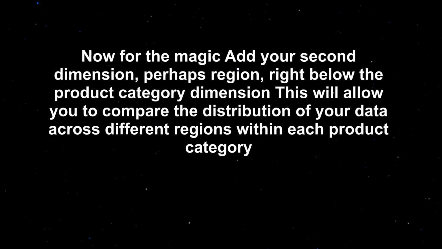Now for the magic, add your second dimension, perhaps region, right below the product category dimension. This will allow you to compare the distribution of your data across different regions within each product category.